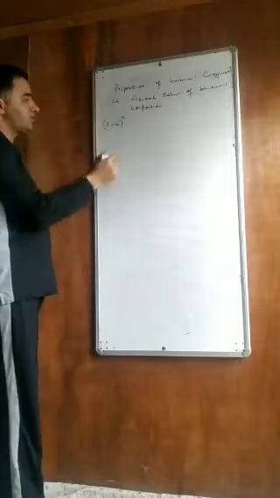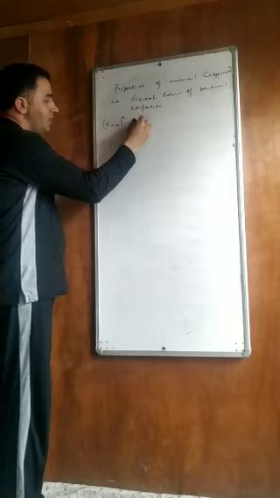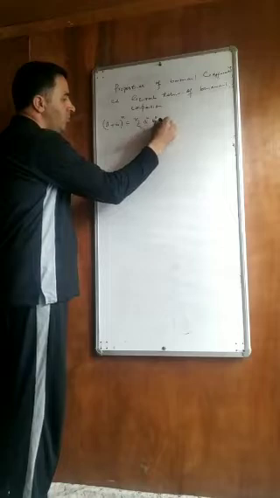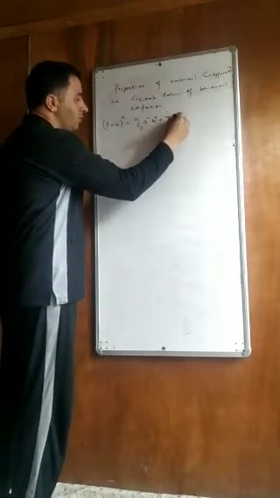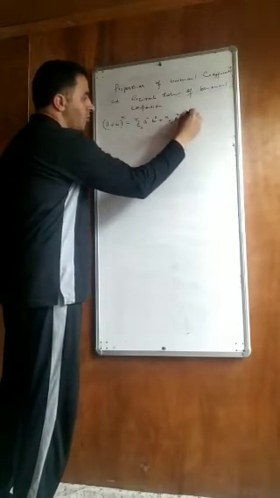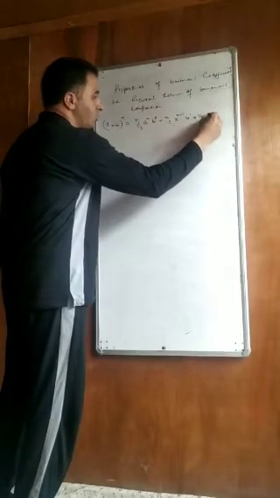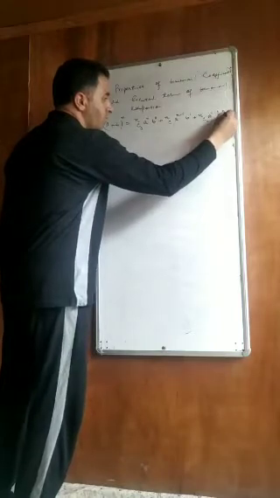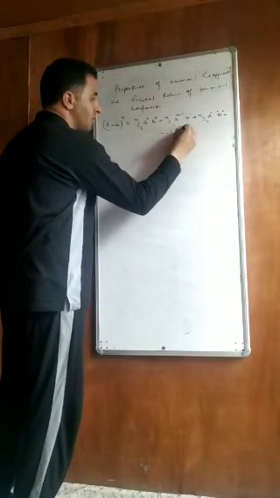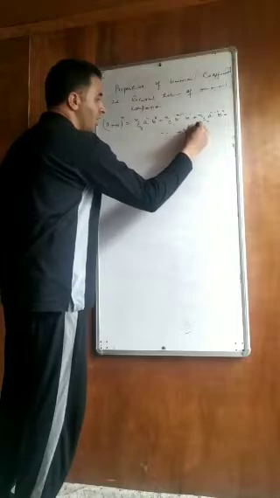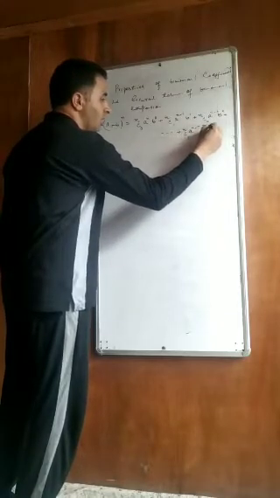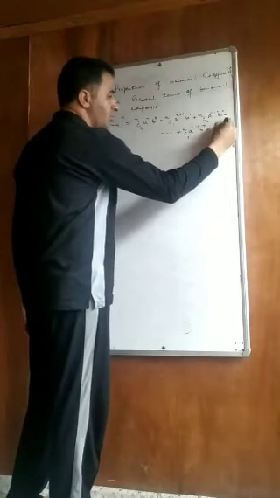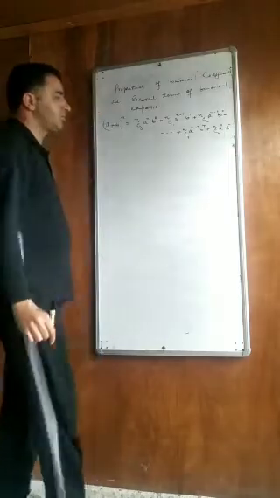So it is a plus b raised to power n, and we know that this is nc0 a raised to power n into b raised to power 0 plus nc1 a raised to power n minus 1 into b raised to power 1 plus nc2 a raised to power n minus 2 into b square plus so on to plus ncr a raised to power n minus r into b raised to power r plus ncn a raised to power 0 into b raised to power n. This is the binomial theorem.